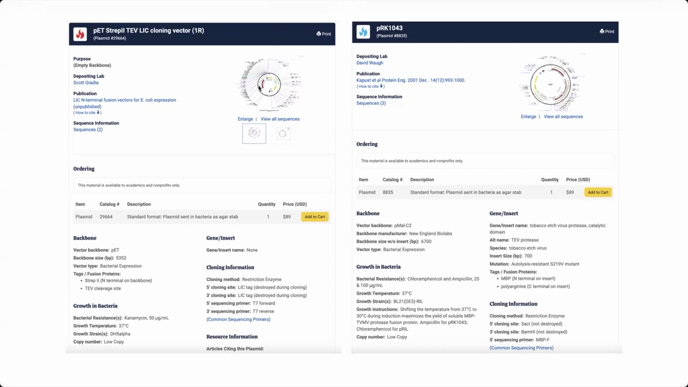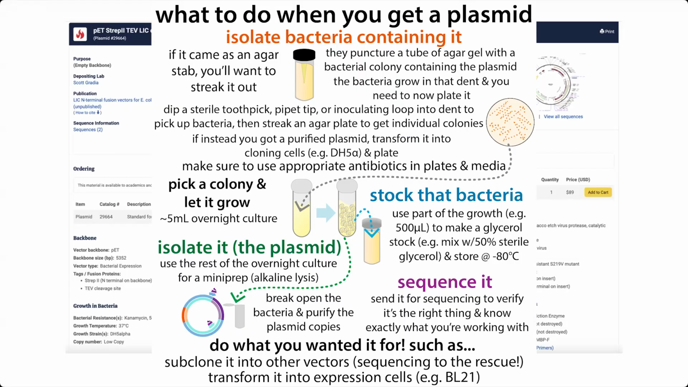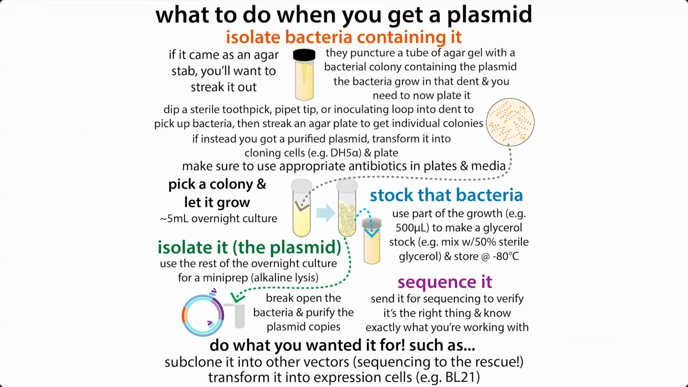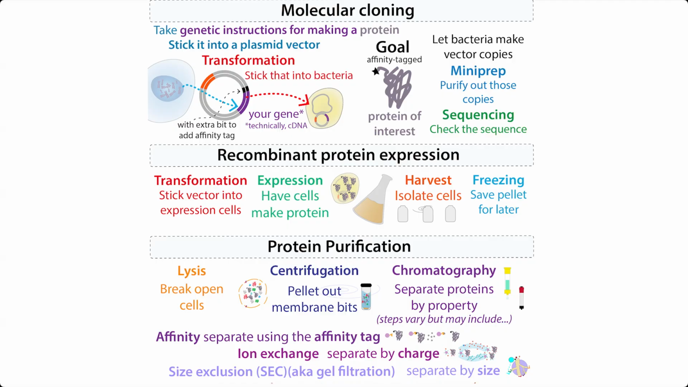So with this strain, what we're going to do is grow it up and purify the plasmid, and then we're going to clone our gene into this plasmid. And then once we grow up a lot of it, we're going to purify it and check the sequence and everything, and then we'll stick it into the expression cells and have protein made.